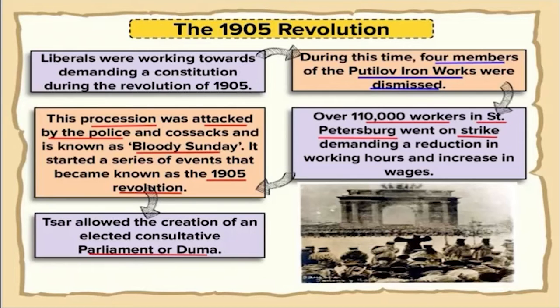So the 1905 revolution is related to Bloody Sunday, wherein the people were rising in revolution and people were being killed. In the end, Tsar Nicholas allowed the creation of an elected consultative parliament, or the Duma. So what is the Duma? The Duma is an elected consultative parliament, meaning people will elect the parliament, but Tsar Nicholas dissolved the first Duma. Why? Because he felt, I am the king, I should control the power. Why are these people of the parliament controlling me, controlling my power? So he did not like the Duma and he removed it.